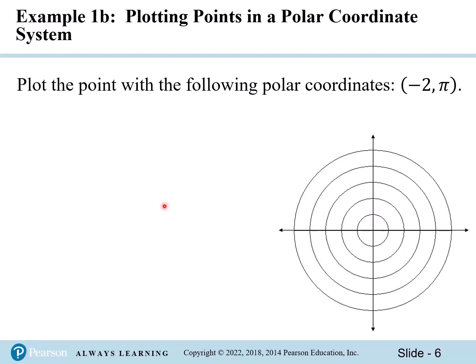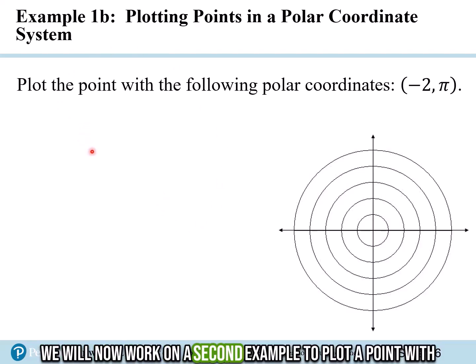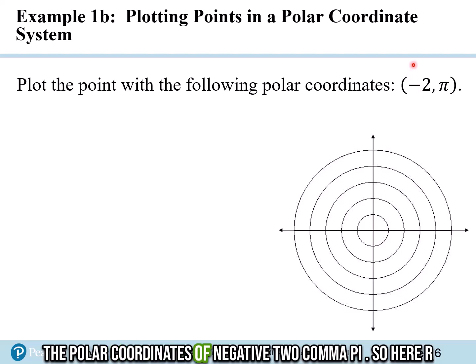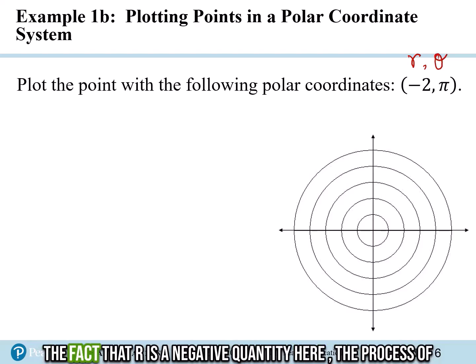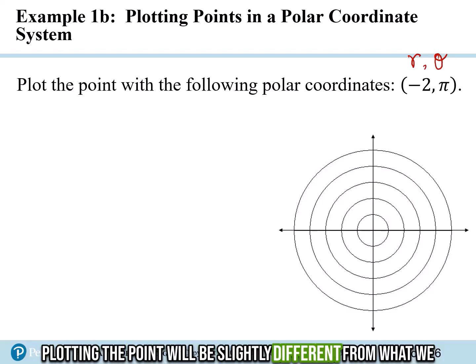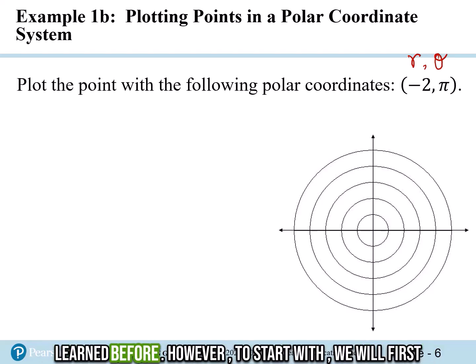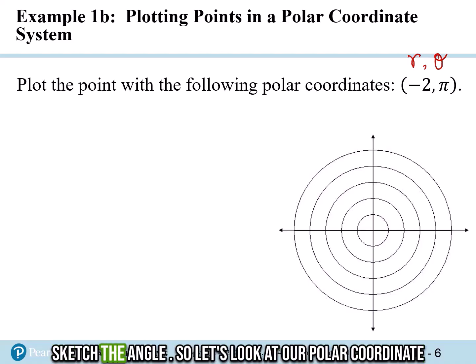3, 315 degrees. We will now work on a second example to plot a point with the polar coordinates of -2, pi. So here R has a value of -2 and theta has a value of pi. Now the fact that R is a negative quantity here, the process of plotting the point will be slightly different from what we learned before. However, to start with, we will first sketch the angle.